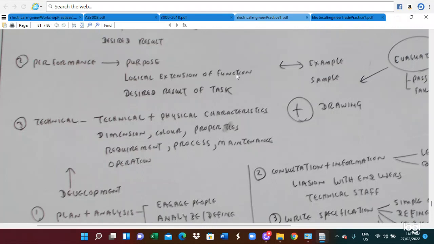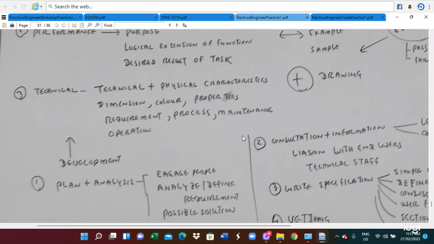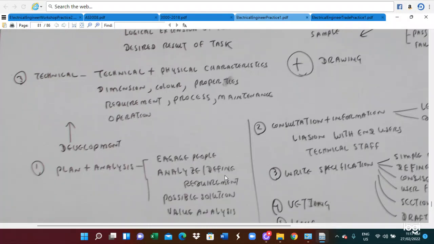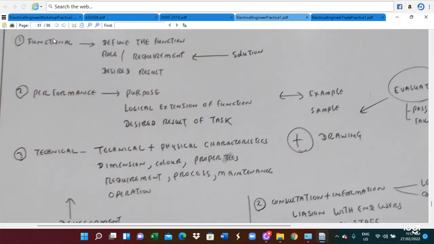So technical and physical characteristics are included. Also the dimension, color, properties, and requirements from the process and the maintenance operation. Those are the technical specification. So based on the functional application, we have to develop the performance.